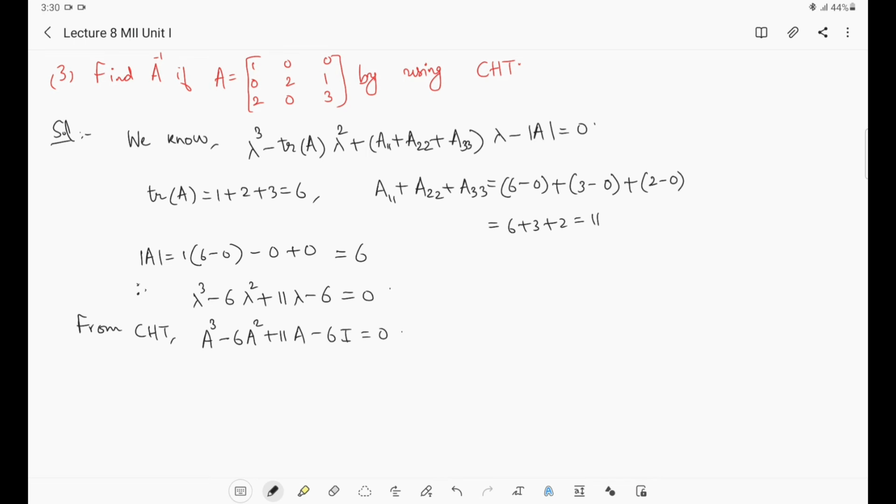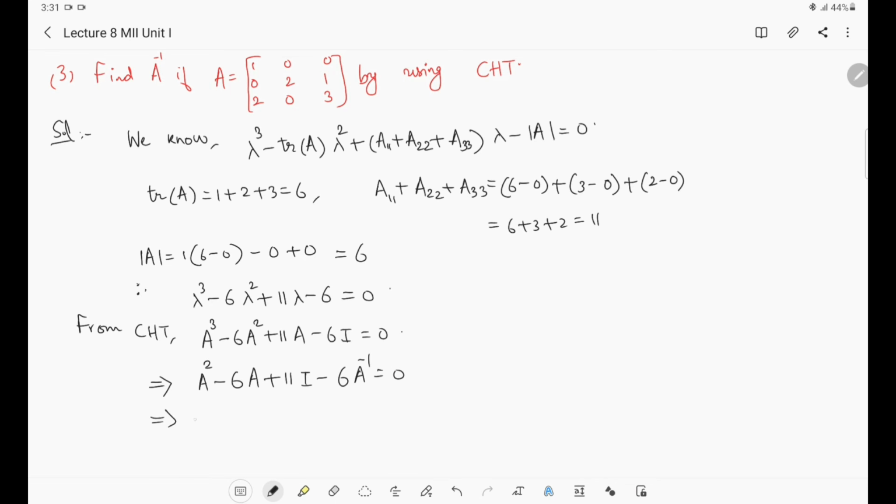Now I need A inverse, but here A inverse is not there. So multiply this equation with A inverse. Then what we'll get? I'm multiplying the above equation with A inverse. So when we multiply A cube with A inverse, I'll get A square here. Then minus 6A square into A inverse is 6A, plus 11 into A inverse is I, minus 6 into A inverse into I is A inverse, equal to 0.